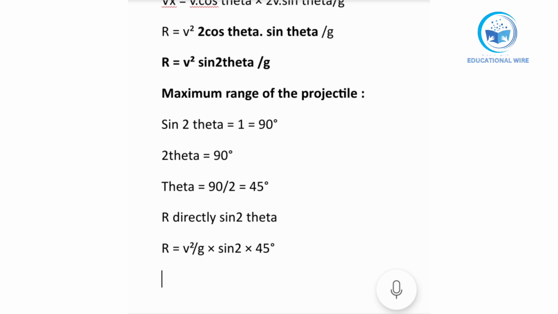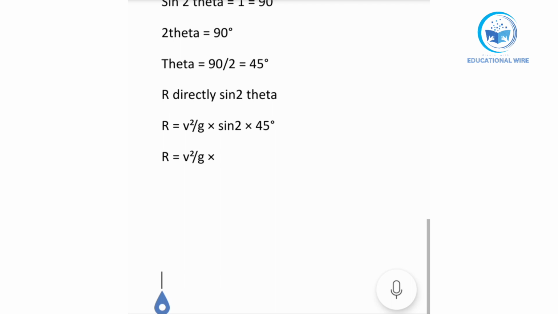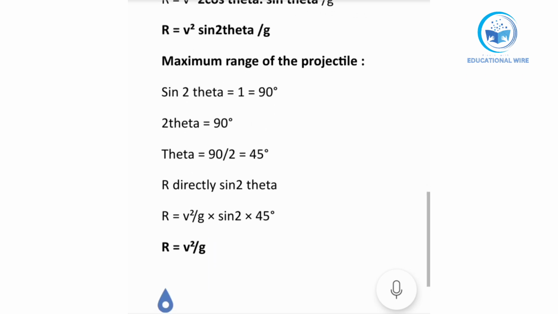After that, 45 multiplied by 2, again we are having 90, so I will put here r is equal to v square upon g into, now nothing will remain because 45 multiplied by 2 we are having 90, so sine 90 degree is equal to 1. So we put here 1, so it will multiply and we are having r is equal to v square upon g. Okay, so it's the formula to find the maximum range of the projectile.